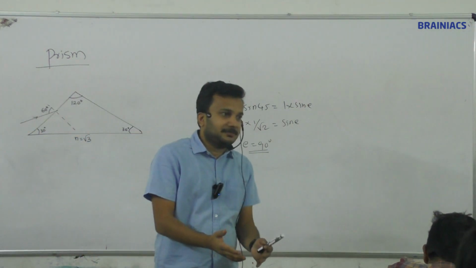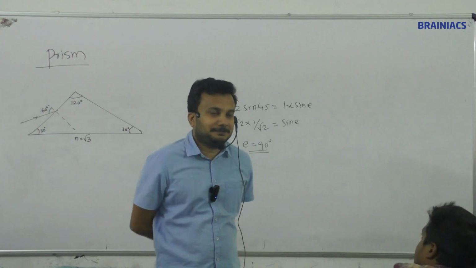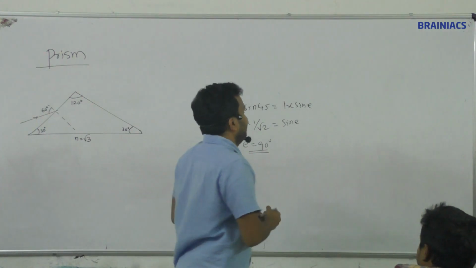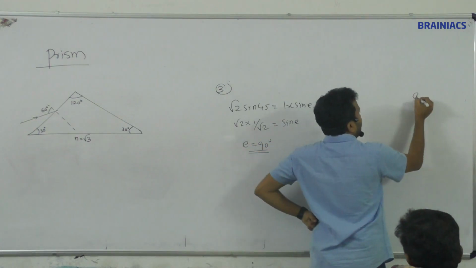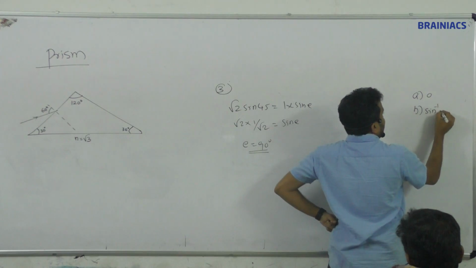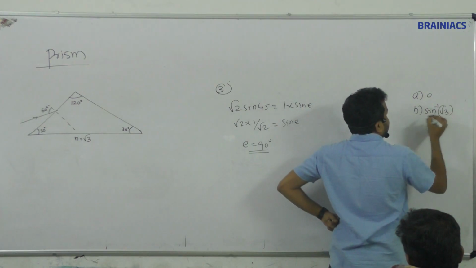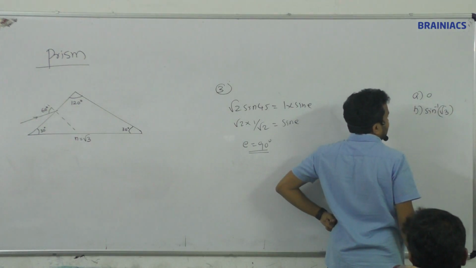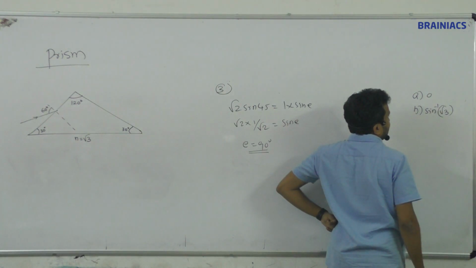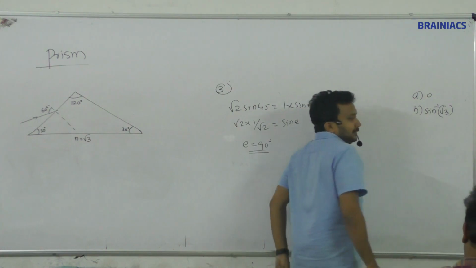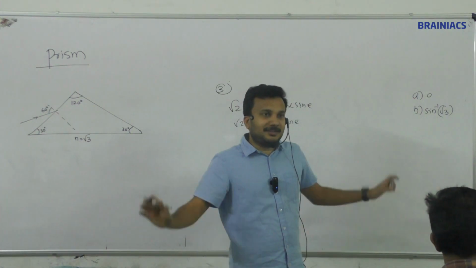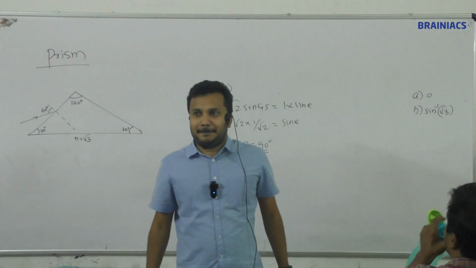Option A is 0, option B is sin inverse of root 3. Next. That's all. 90.